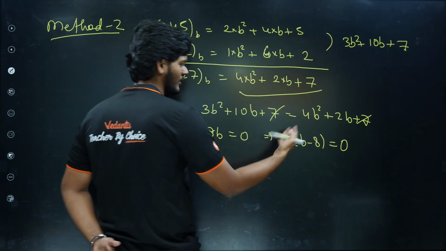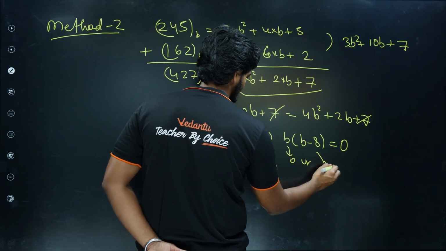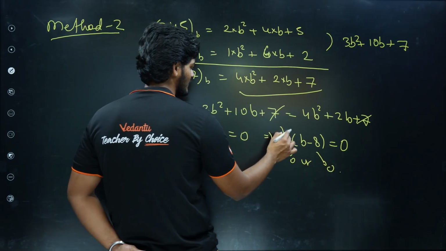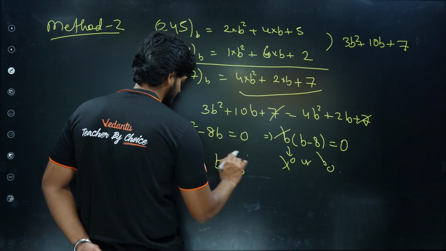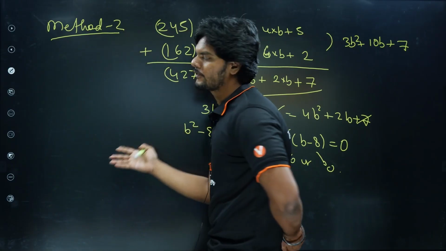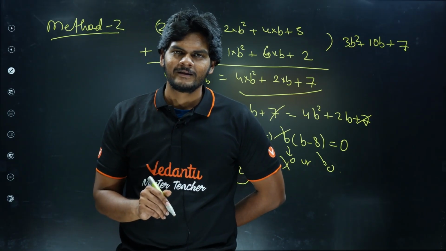Now for a product to be 0, either this has to be 0 or this has to be 0. Definitely b cannot be 0, so b has to be equal to 8. This is the straightforward, non-intuitive way of doing it.